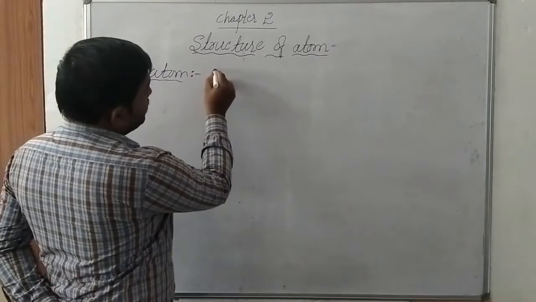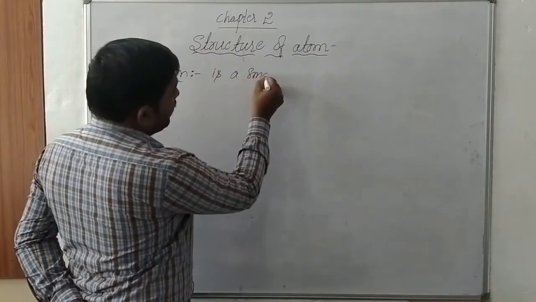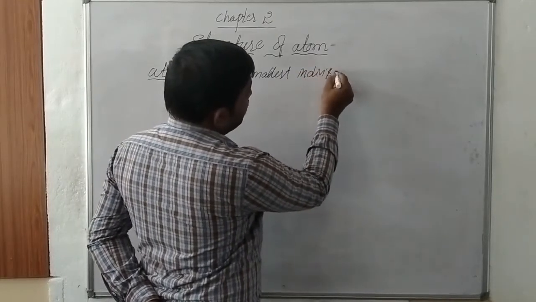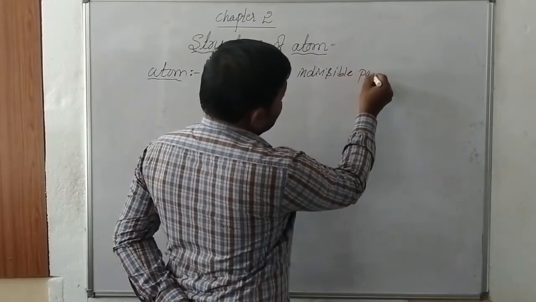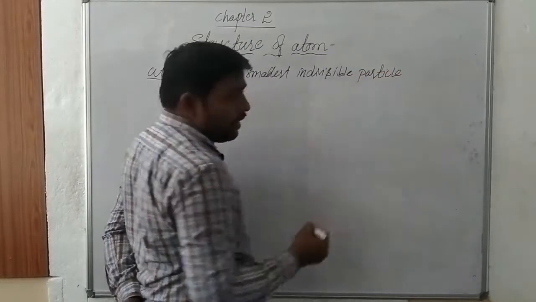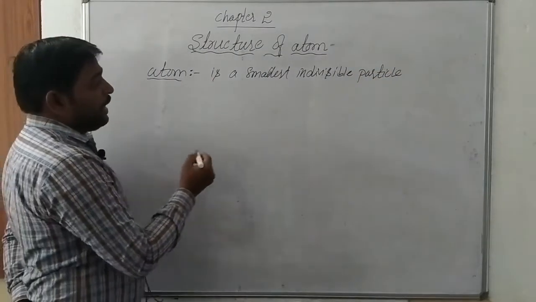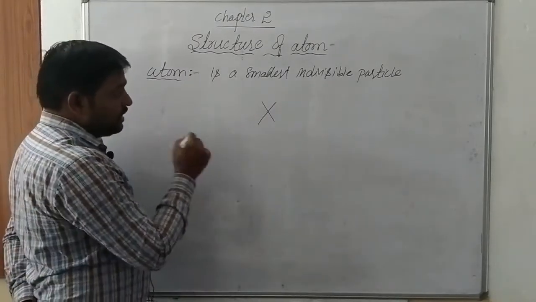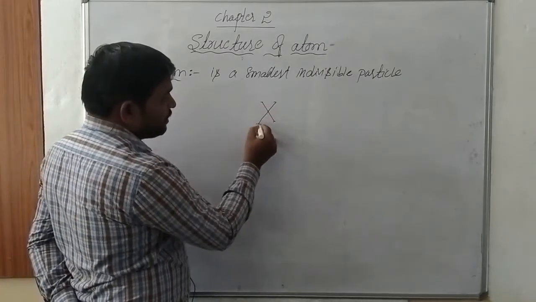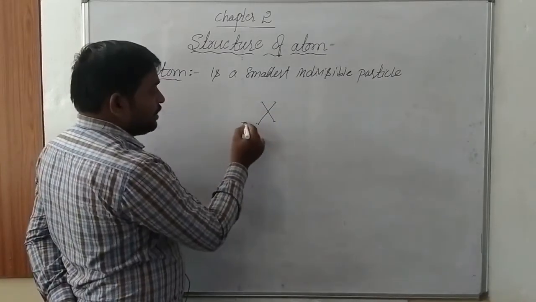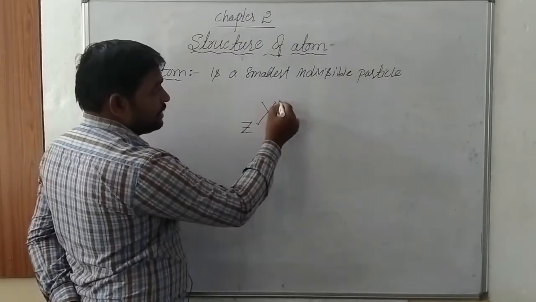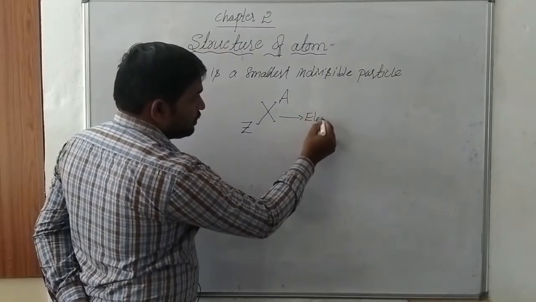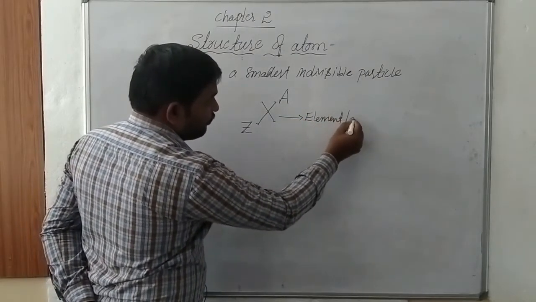An atom is the smallest indivisible particle. Any element can be represented generally in the form of X, with an atomic number and an atomic mass. This is an element or atom.